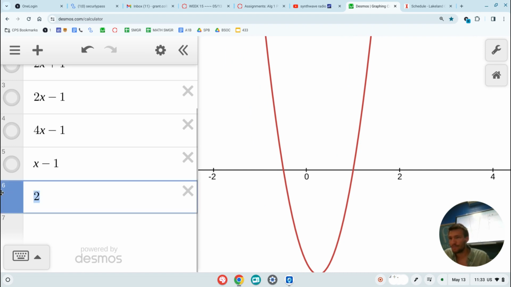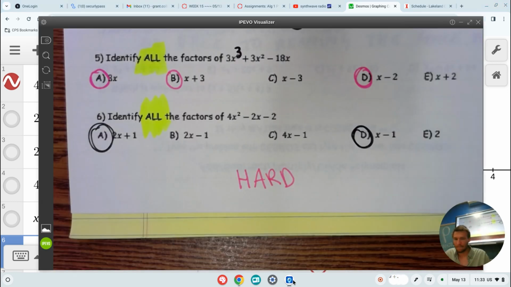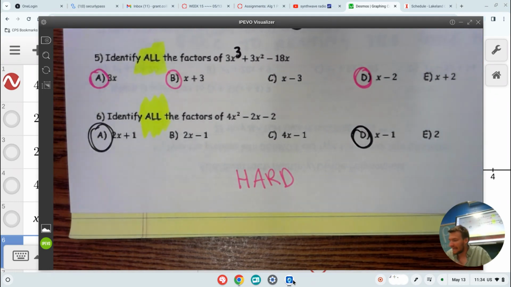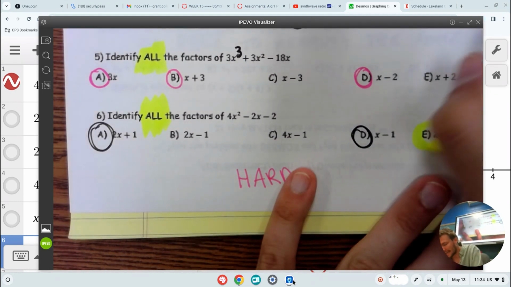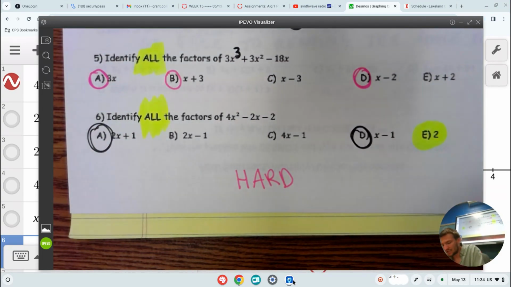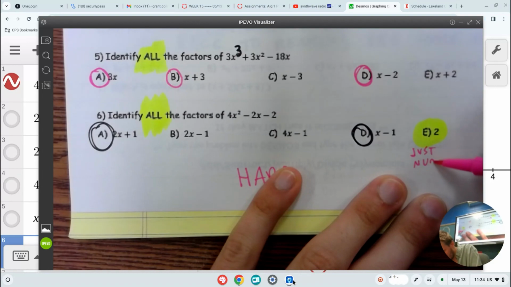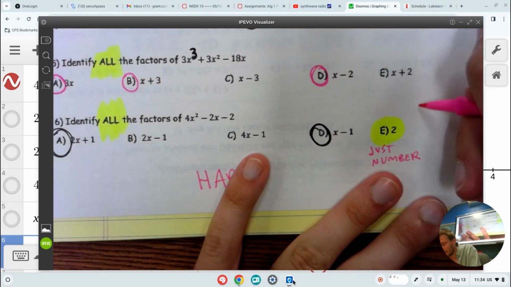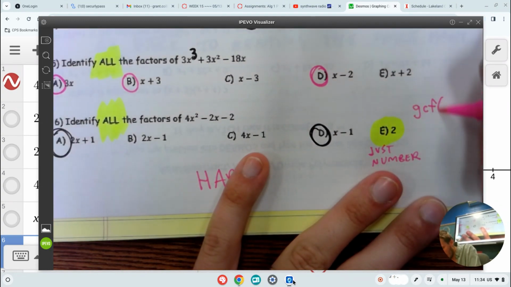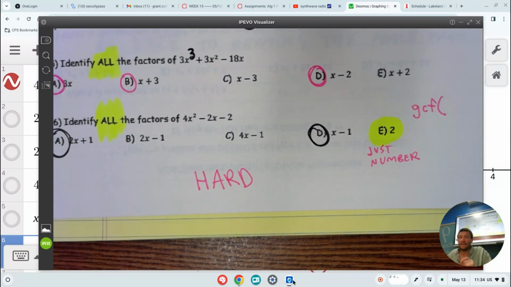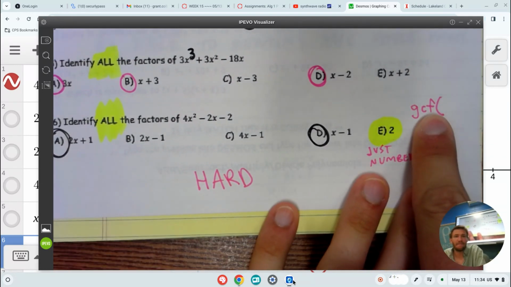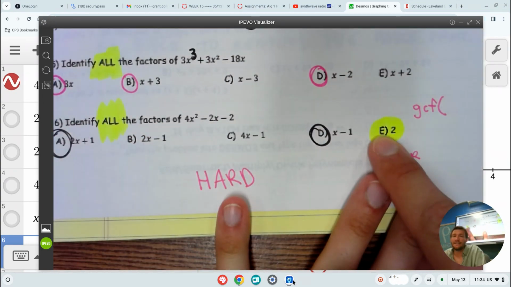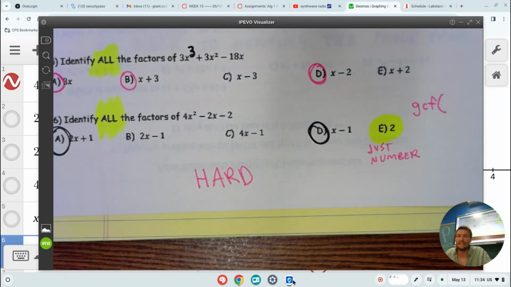So what is this 2? If you have a constant, and again, I would focus on this. This is kind of the hard difficulty question we're talking about today. If you have a plain number like this, which is just a number, okay, how do you check if this is right? GCF. Do you remember greatest common factoring? That F stands for factor. And when it says identify all the factors, this might be the GCF.